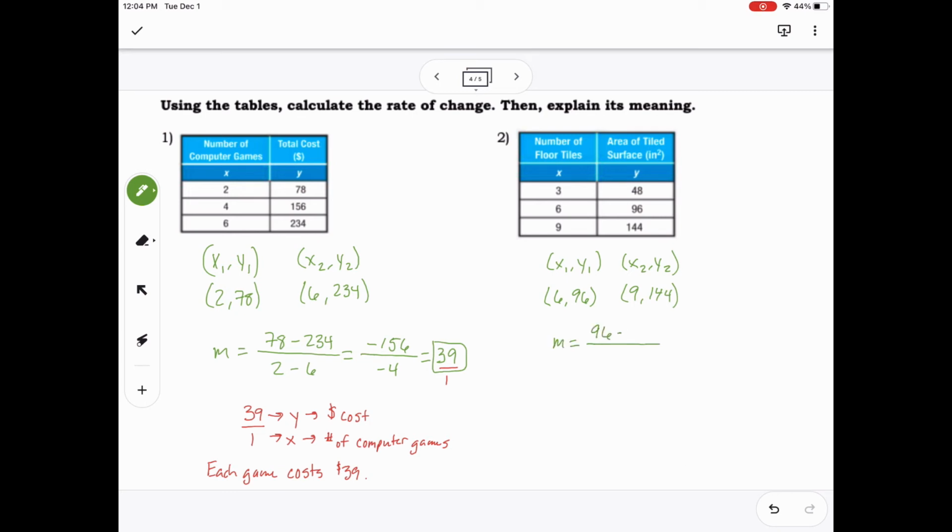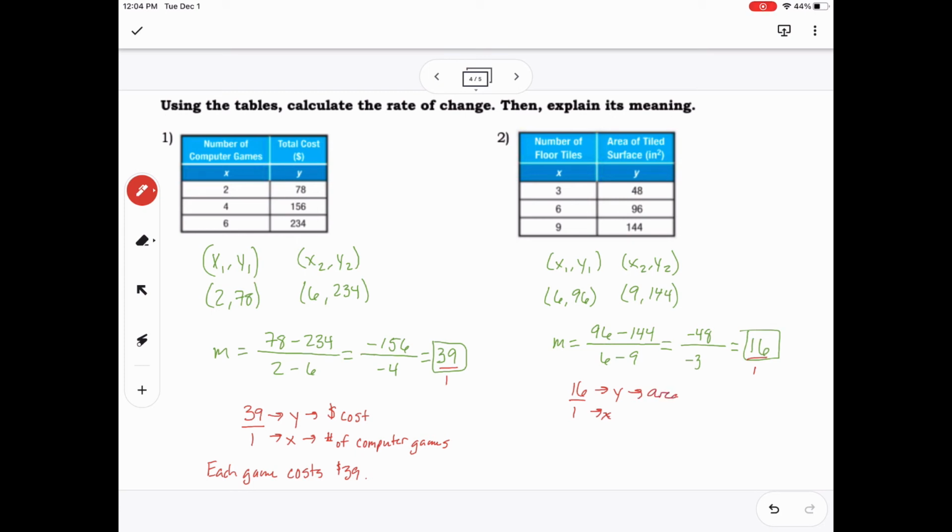So I get 96 minus 144 divided by 6 minus 9. And then from there, the top gets me negative 48, and then the bottom negative 3. So that gets me 16. So that's my rate of change, but the same idea. I'm going to put this as a fraction. The 16 represents the y. The 1 represents the x.